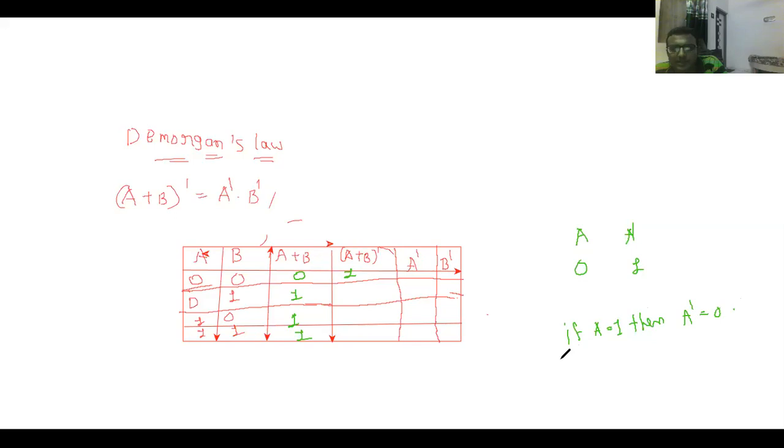So it can be considered as a type of complement statement. See this very carefully. If A equal to 0, then A dash equal to 1, and if A equal to 1, then A dash equal to 0. So here 0 plus 1 equal to 1, so the complement of 1 is 0. 1 plus 0 equal to 1, so the complement of 1 is 0. And 1 plus 1 equal to 1, so the complement of 1 is 0. This is (A plus B) all dash.